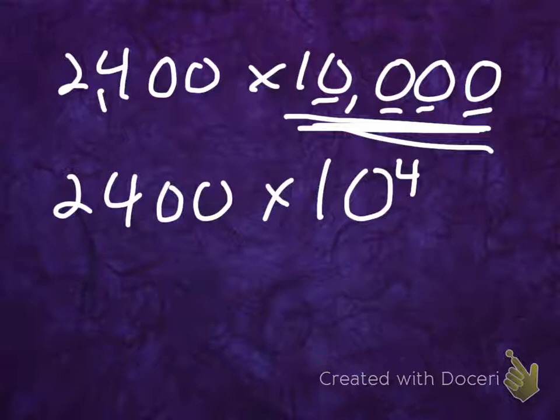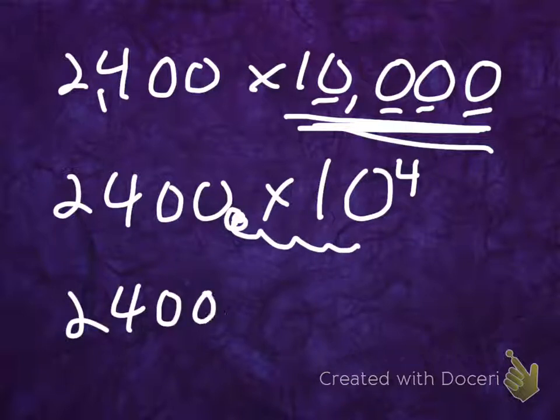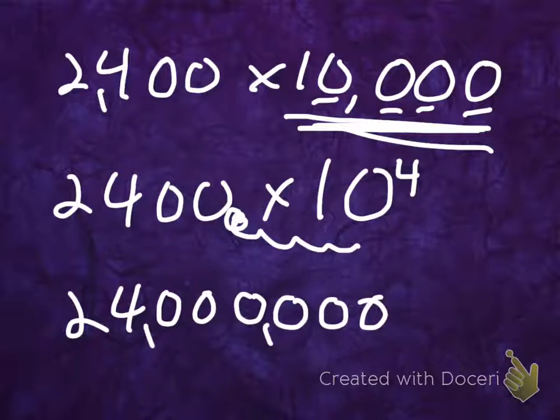So, how many times am I moving my decimal? 4 times to the right. So, 1, 2, 3, 4. I get the original 2,400 with 4 more zeros. So, 24 million is the number I end up with. Is everybody with me so far? We just multiplied those out.